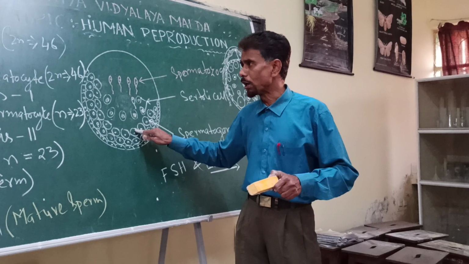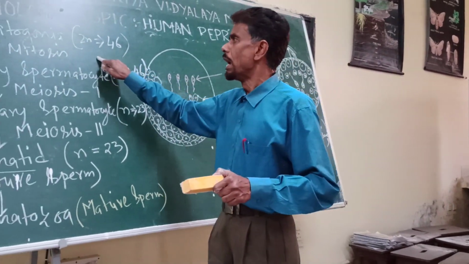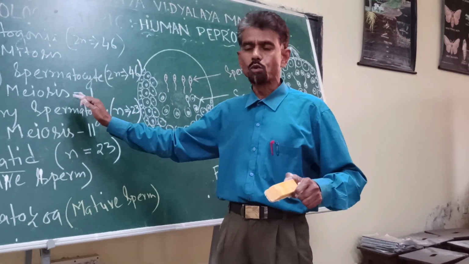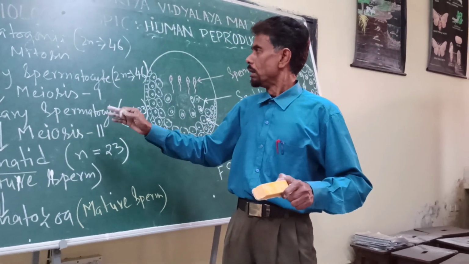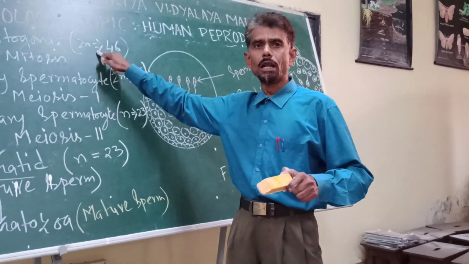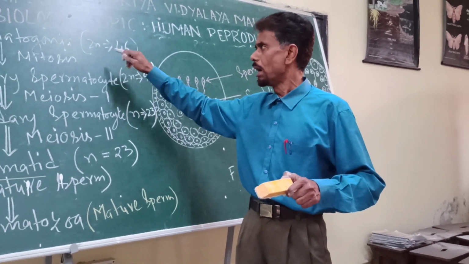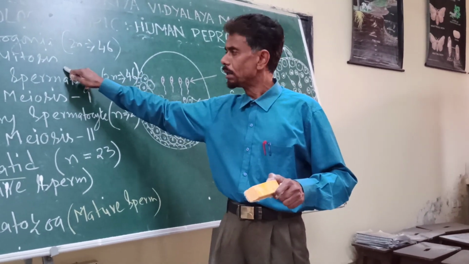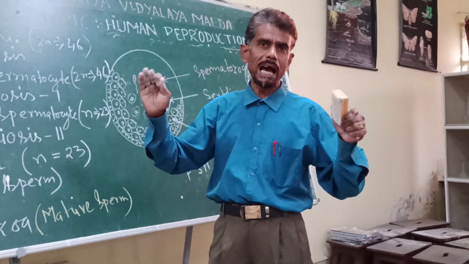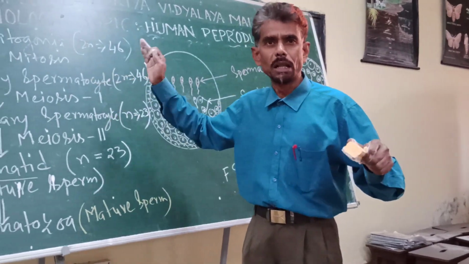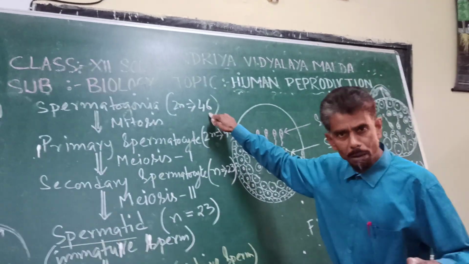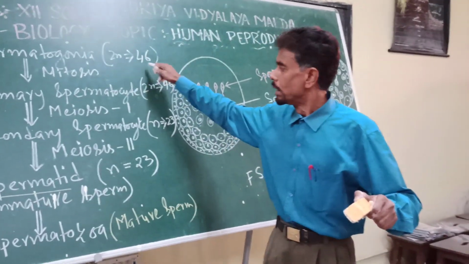It is this spermatogonia, or sperm mother cell, that undergoes a sequence of events: mitosis, followed by meiosis 1, followed by meiosis 2, to form immature sperm. Spermatogonia, which have a diploid set of chromosomes, 46 in number, undergo the first mitotic division, thereby producing the primary spermatocyte. What is the ploidy of the primary spermatocyte? Diploid, 2n number of chromosomes, that is 46, as the spermatogonia also have 46 chromosomes.